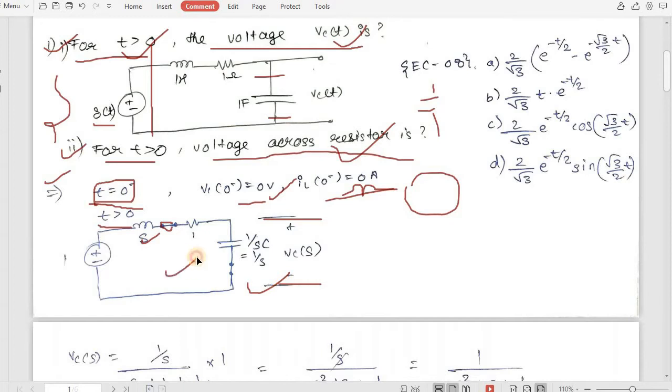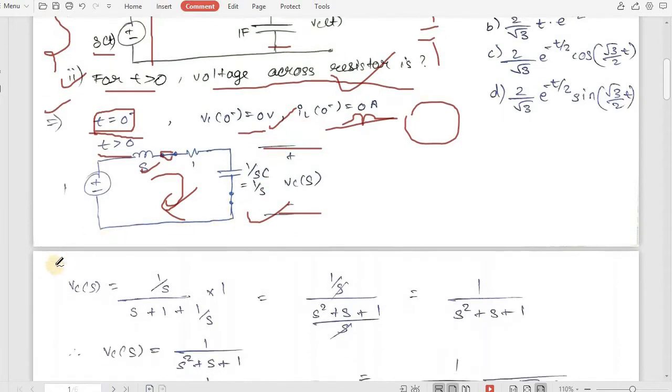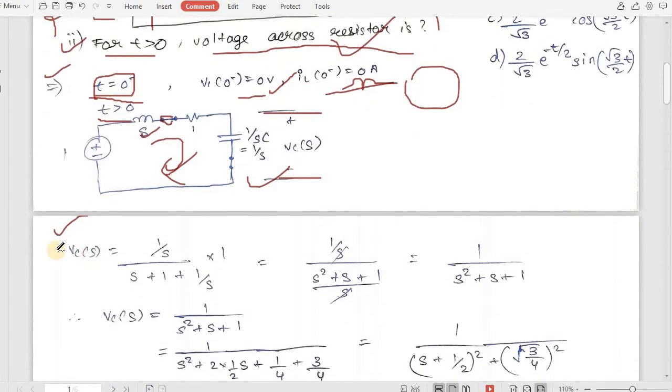Okay, so here if you observe this circuit, you can clearly see we can use our voltage divider, or we can find out the current flowing in this circuit, and then just by multiplying 1 by SC we can get our VC(s). Here we are going to use the voltage divider as this is simpler. So VC(s) will be 1 by S upon the total resistance, so it will be S plus 1 plus 1 by S, into the input voltage source which is 1. So it is 1 by S upon S plus 1 plus 1 by S, multiplied by 1.